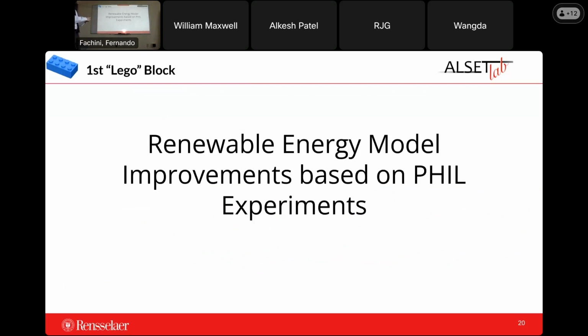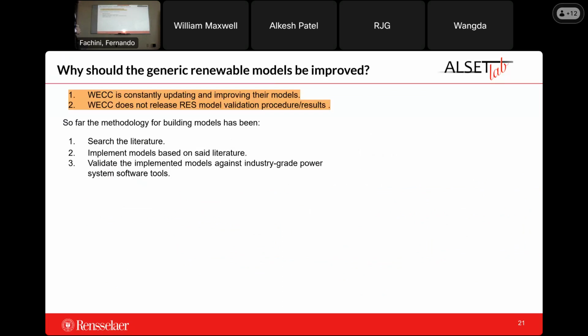Now comes the interesting part, which is the improvements of these generic models based on power hardware-in-the-loop experiments. And why should these generic models be improved? Well, WECC is always constantly updating and improving their own models since the first version of them. And one of the things is that WECC never released model validation procedures or results. So this means that the industry has to accept what WECC implemented, and the majority of the time they use it without thinking what is under the hood of the models.